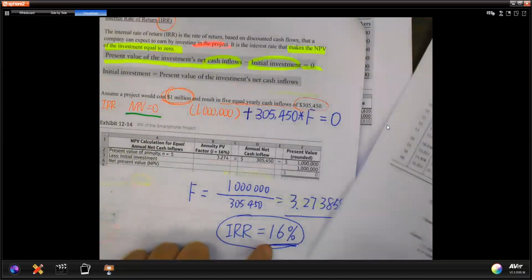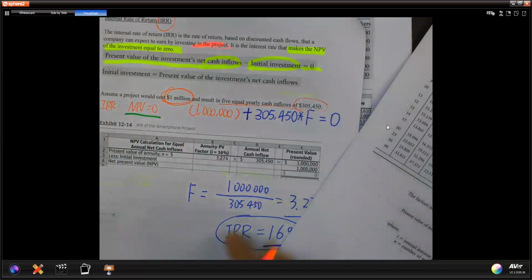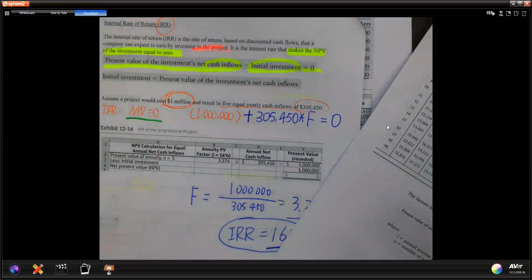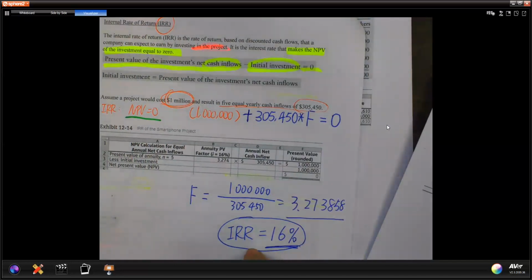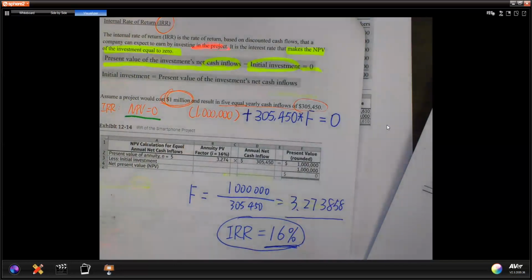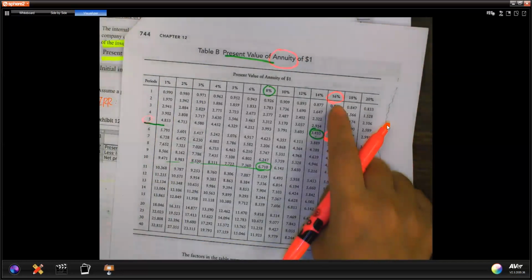Remember, your required return is 14%, but you got 16%. So you are doing much better. You borrow money from the bank at 14% interest, but you generated 16%. So that's the reason we should go ahead and invest, because we are getting a higher return. This is how you get the IRR. You have to look at the table and look up to find the return.